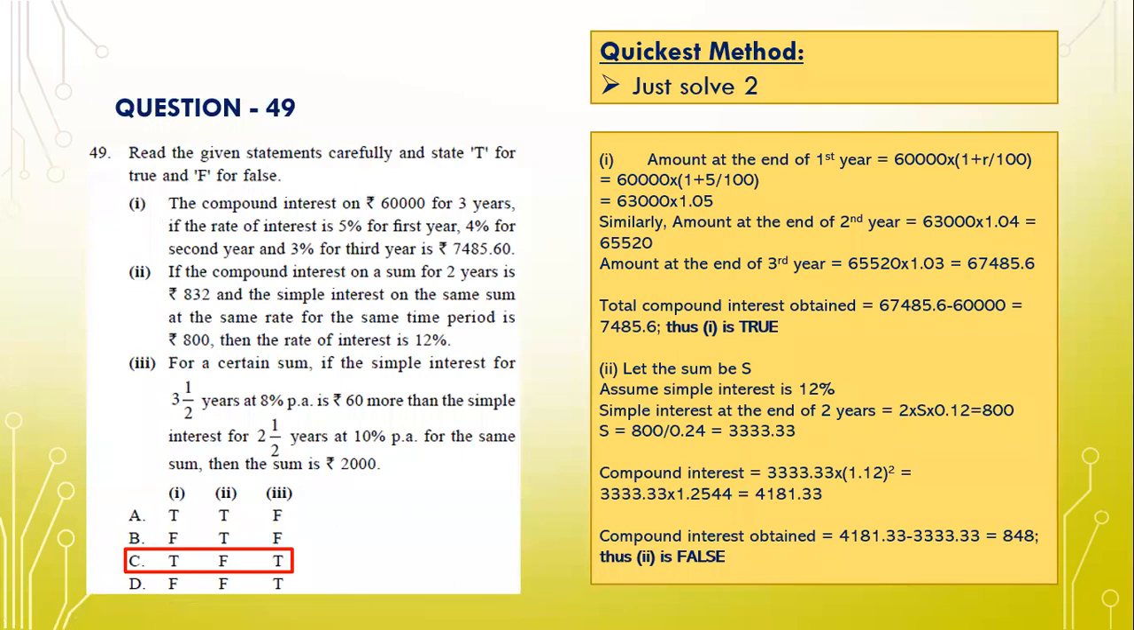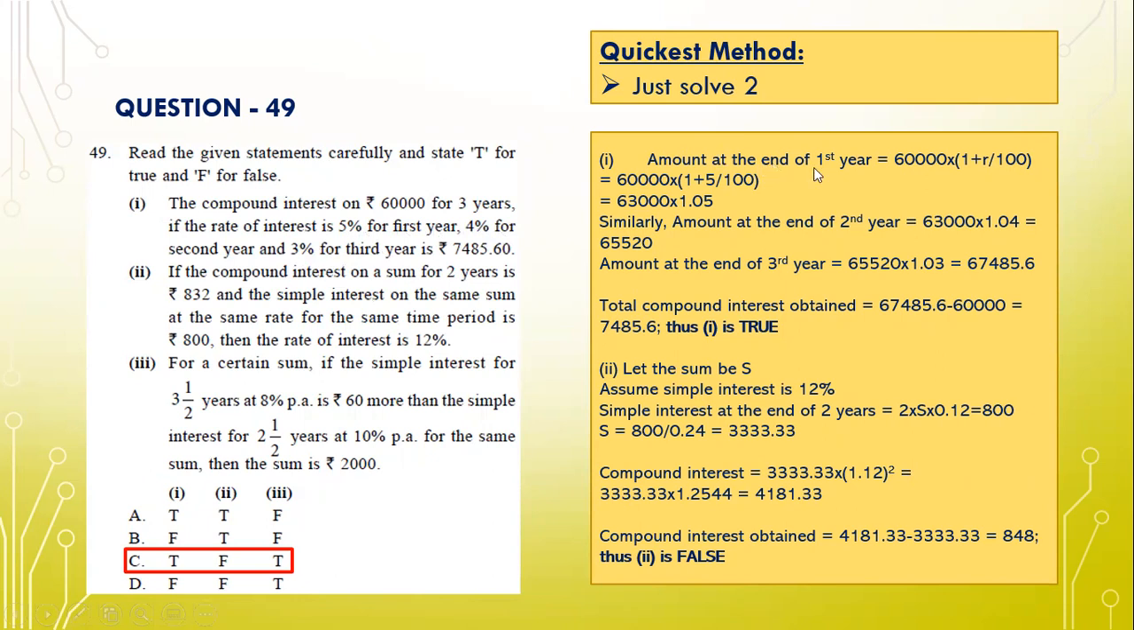Read the given statements carefully and state T for true and F for false. The compound interest on 60,000 for 3 years, if the rate of interest is 5% for the first year, 4% for the second year, and 3% for the third year is, isn't it? What will it be?